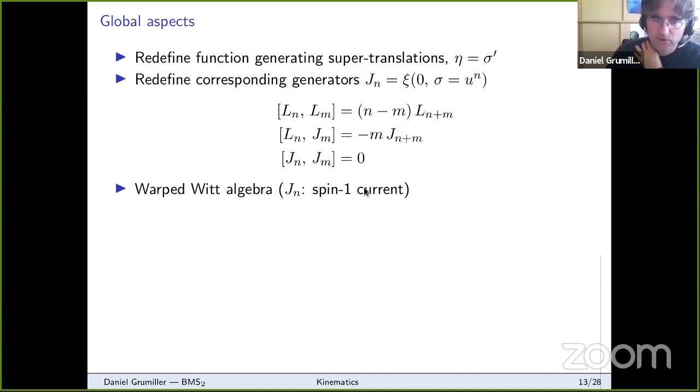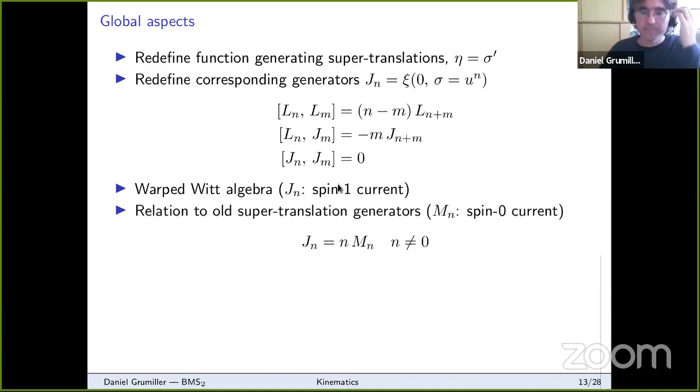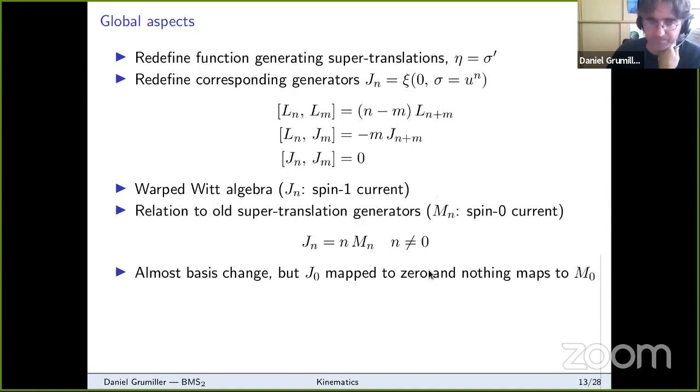So in this case, J is a spin-1 current. So what happened here? Previously we had a spin-0 current. Now we have a spin-1 current, which again generates supertranslations. So all the J's commute with each other. You can see that because of this prime here, you get a similar relation between the supertranslation generators. So the relation between new supertranslation generators and old ones is a factor of n. So this is a baby version of a twisted Sugawara construction. There's no bilinear term, there's just a twist term. So J is essentially the derivative of M. But this works only if n is not equal to 0. So this is almost a change of basis up to the zero modes. In particular, J_0 is mapped to 0 in this relation, and nothing maps to M_0.